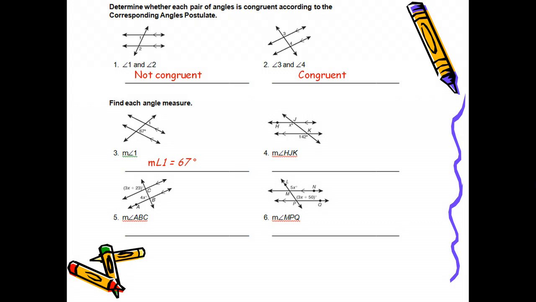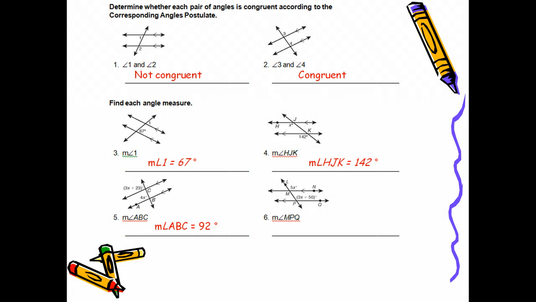If we're looking for the measure of HJK in number 4, we can set x equal to 142 degrees. For number 5, we are asked to find ABC, which would be the one labeled 4x. So we know that corresponding angles, 3x plus 23 is the same as 4x. We solve this and we come up with measure of ABC is 92 degrees.